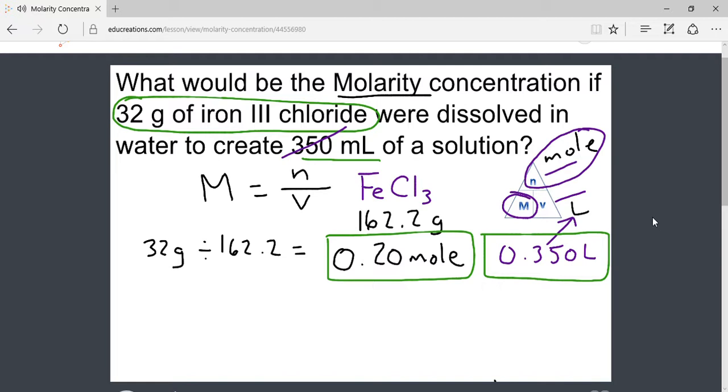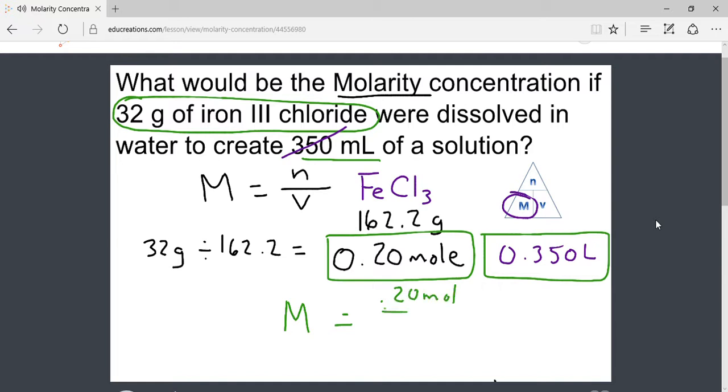We now have the mole amount of solute and the total liters of solution necessary to calculate the concentration known as molarity. Therefore, we will solve for M by dividing N by V, or 0.20 moles by 0.350 liters.